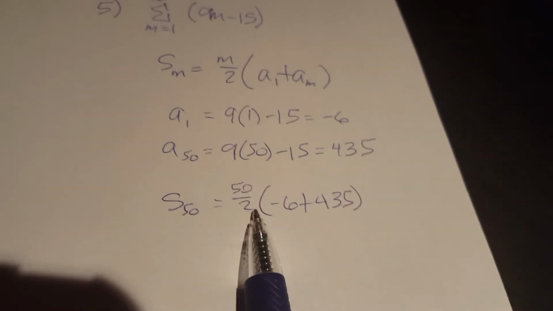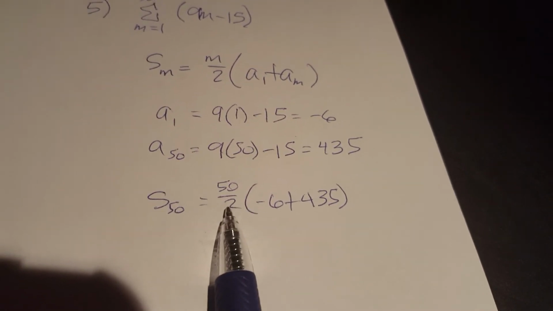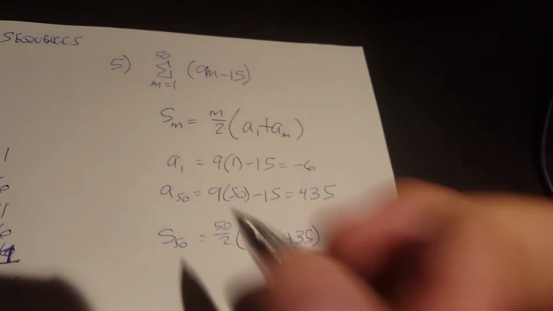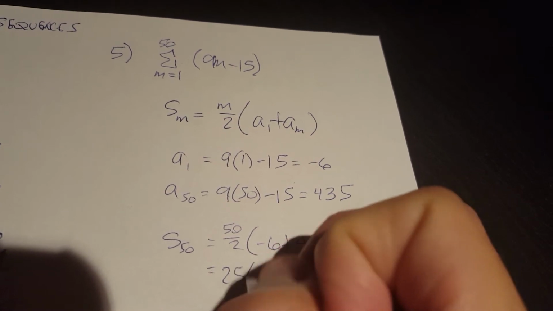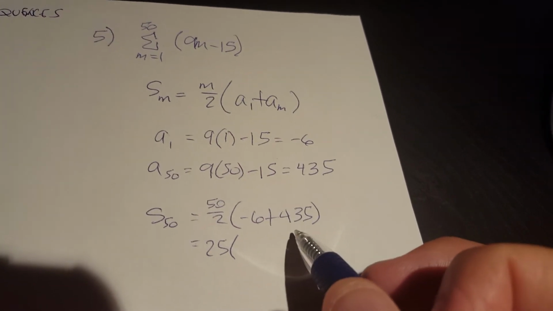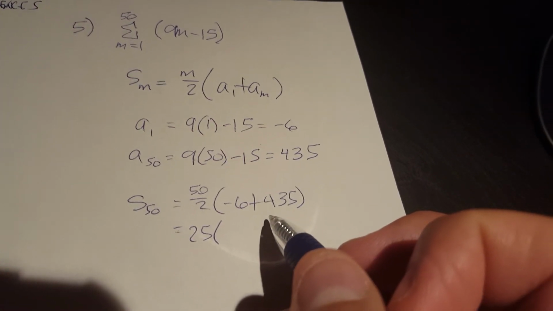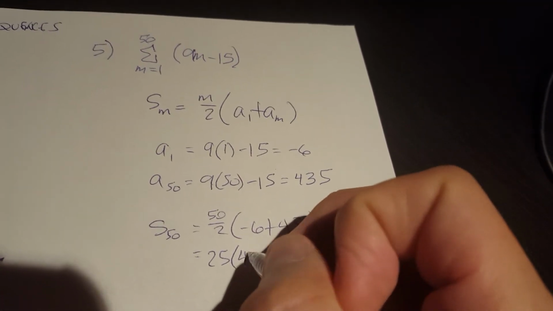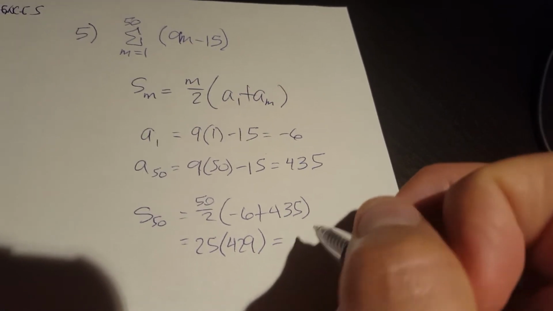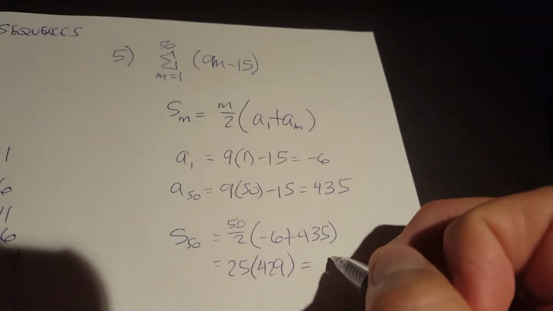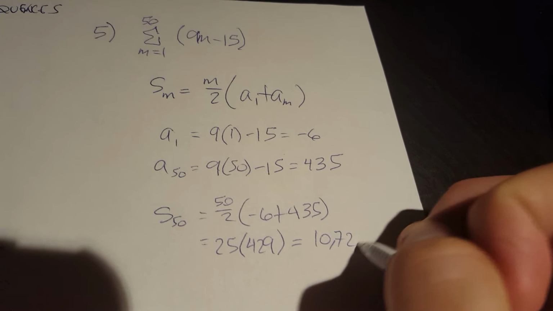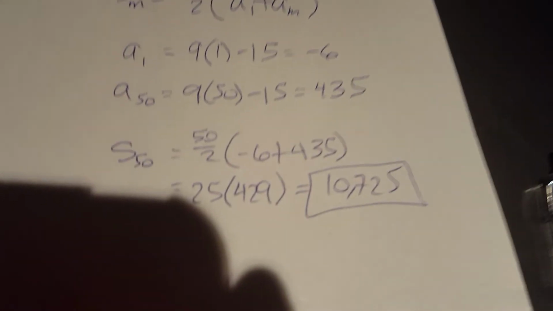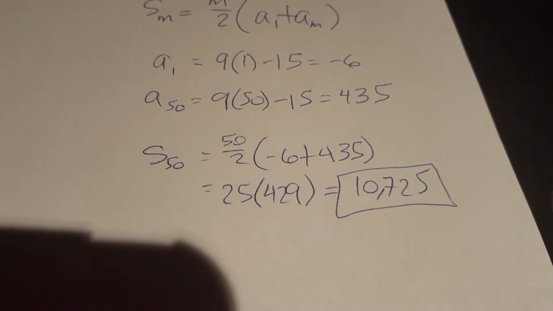Now we can find the sum of this series. Using the formula, 50 over 2 is going to be 25. And negative 6 plus 435 is going to be 429. If we multiply these together, we get 10,725, and that is going to be the sum of that series.